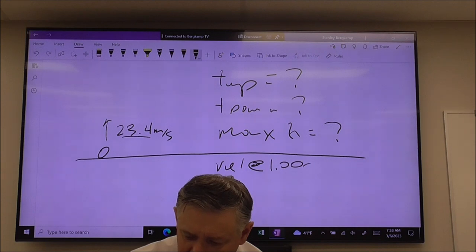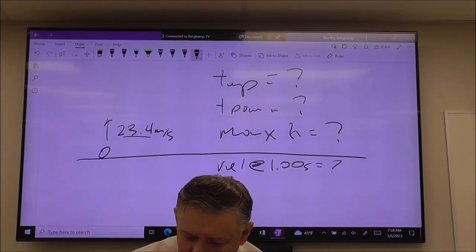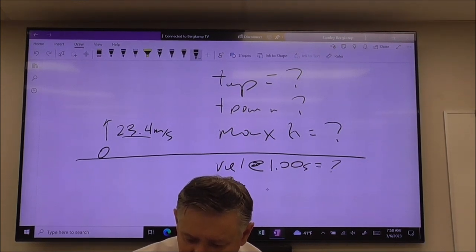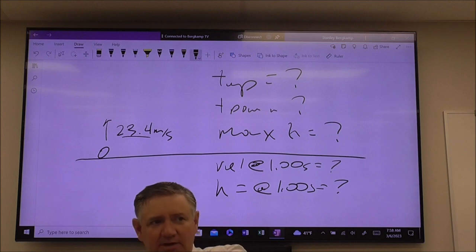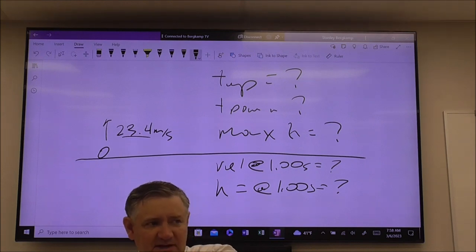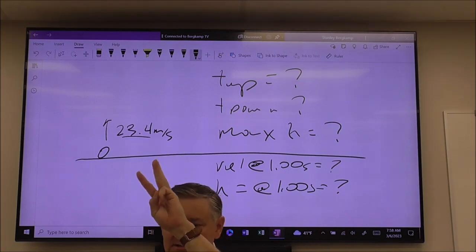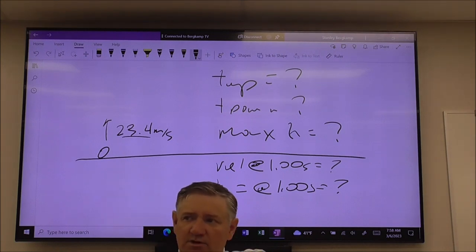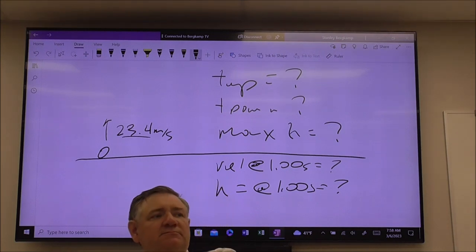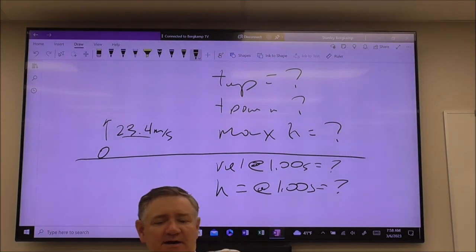at 1 second. And I want to figure out how high it is at 1 second. Okay, I know one number, 23.4 meters per second. I want to find the time up, the time down, the maximum height, how fast it's going, and how high it is at 1 second into its flight. So, Adana. What else do I know?